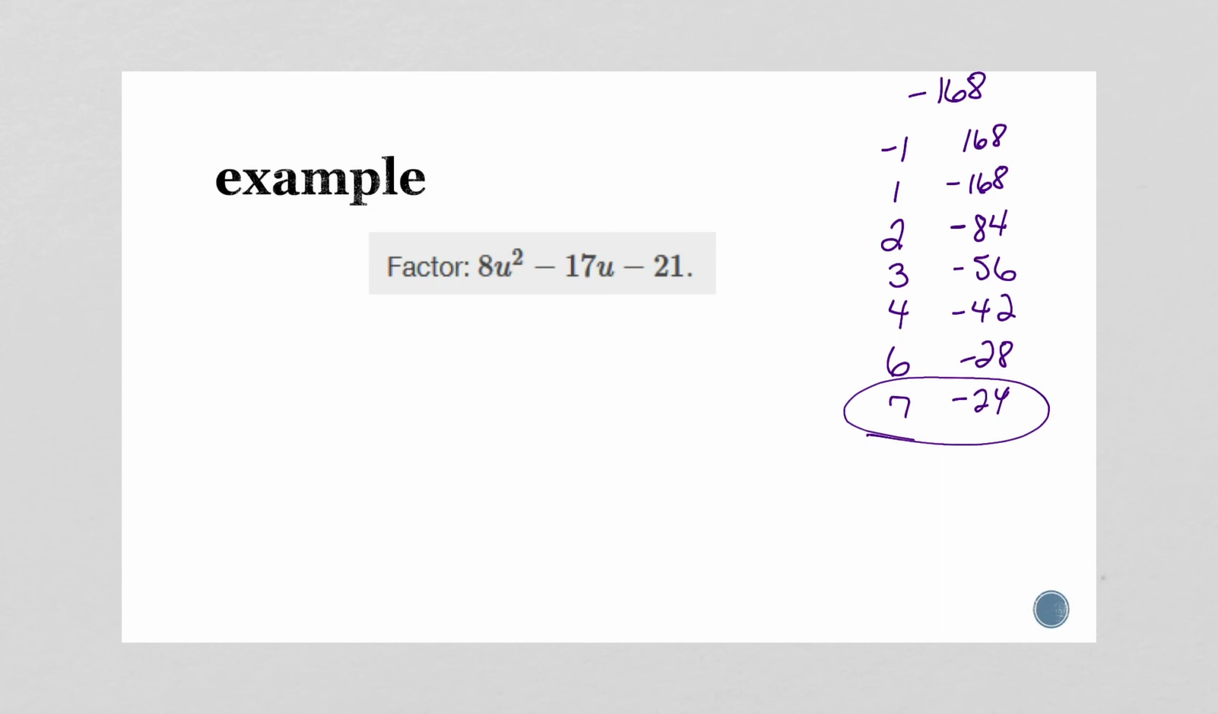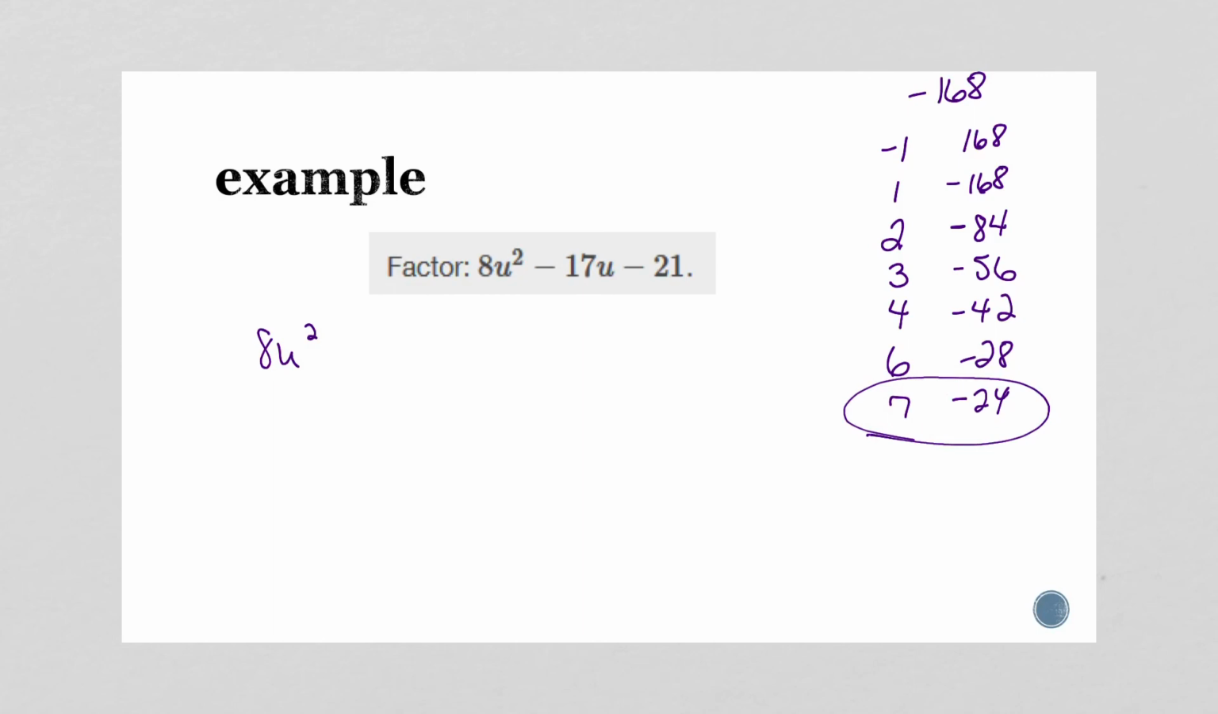All right, so let's write our first term, not changing it at all, just writing it. Our middle term, instead of writing negative 17u, we're going to write it using these two. By the way, this is what I was talking about earlier. Does it really matter if you write the 7 first or the negative 24 first? I tend to look at it, which one goes better with the 8. So the 7 doesn't go with the 8 as well, okay?